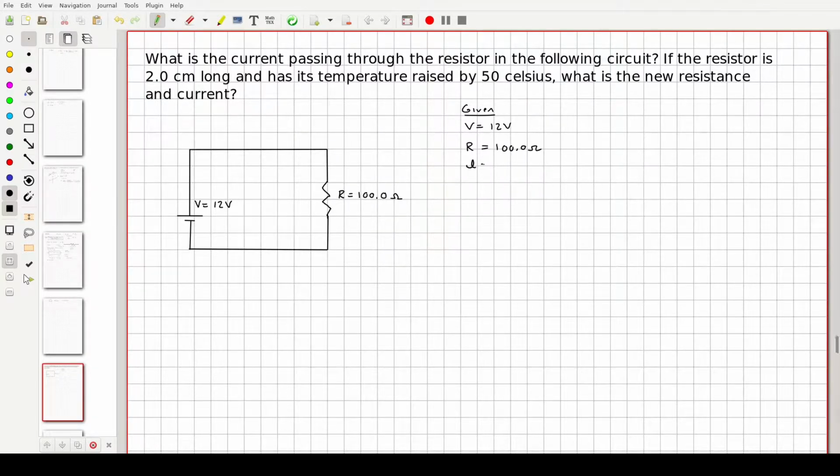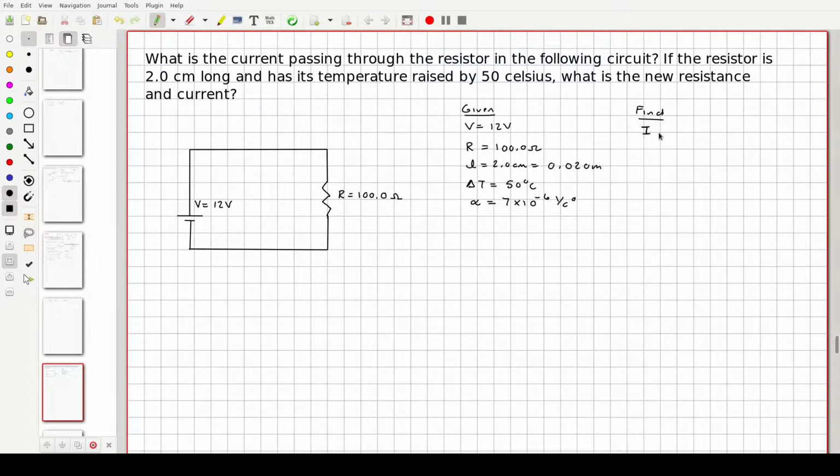Our carbon resistor has a length of 2.0 centimeters, which is 0.020 meters. That may or may not be useful to us. We have a change in temperature that is 50 degrees Celsius. And if you look up the coefficient of thermal expansion for graphite, it's about 7 times 10 to the minus 6, 1 over Celsius degrees.